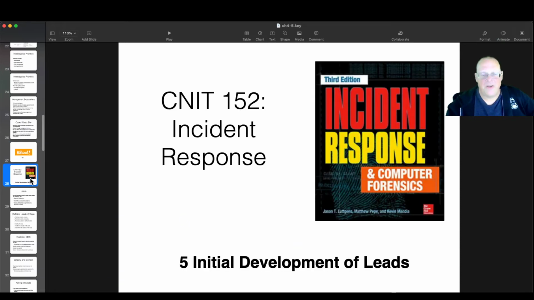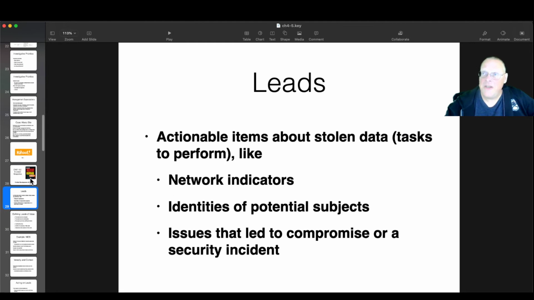So, let's look at initial development of leads. A lead is when you have some kind of data, some kind of fact about the attack, which you can use. Something that you can use to lead an investigation, like a piece of network traffic.